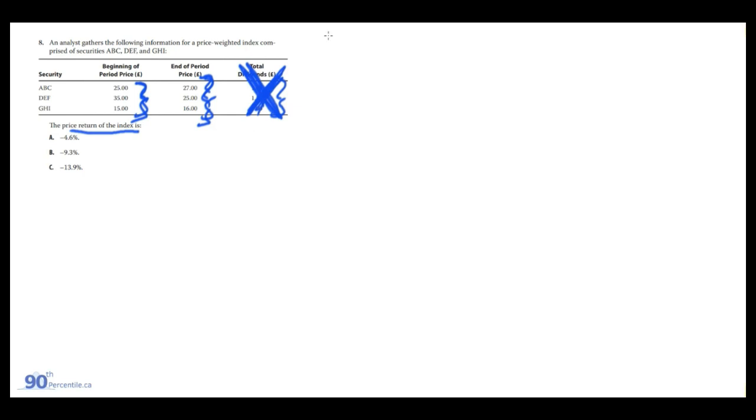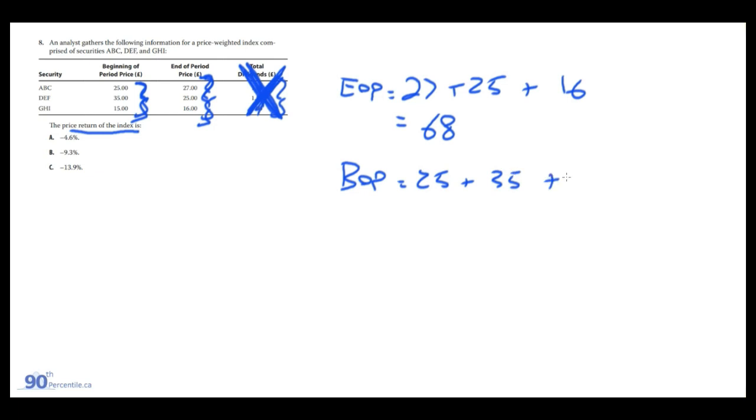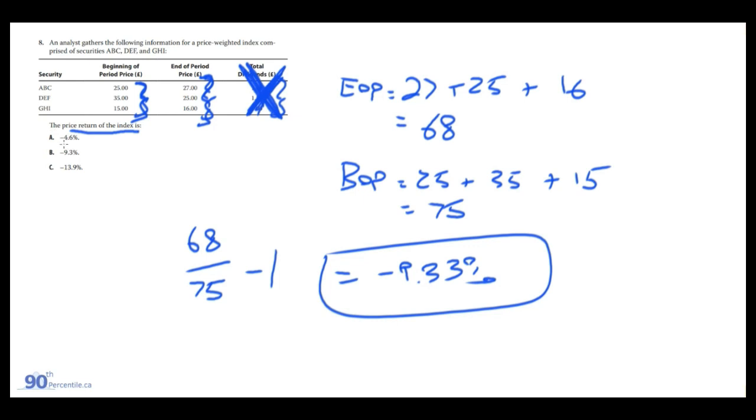So here, sorry, the end of period is going to be the 27 plus the 25 plus the 16, and we get an end of period value of 68. And then the beginning of period is the 25 plus the 35 plus the 15, which is 75. So we have a negative return, which is going to be 68 over 75 minus 1. And we get an answer of negative 9.33%, which is B.